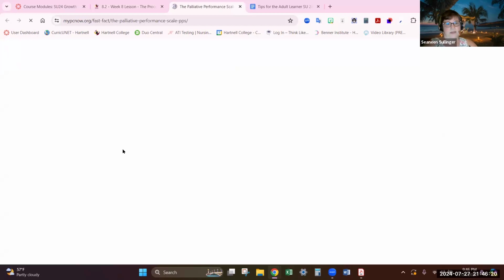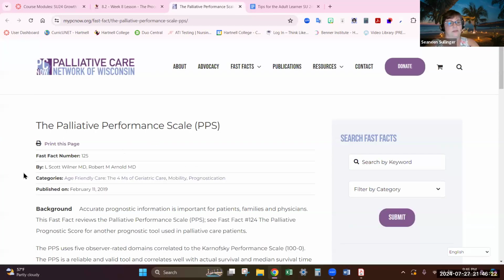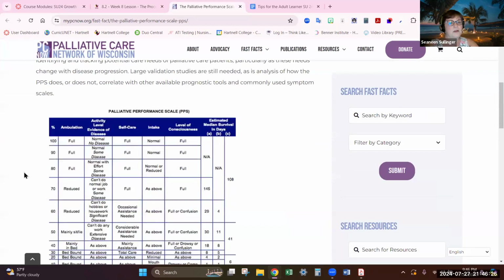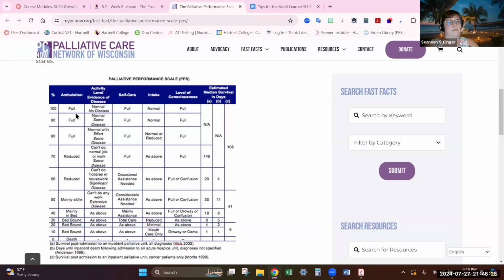And then there's also what's called a palliative performance scale. So we have a lot of scales in healthcare. And so this will give you, here we go, it talks about can the person walk? What is the activity level with evidence of the disease? Can they take care of themselves? Are they eating and drinking? Are they fully conscious? And how many days on average, perhaps, do they have to live?